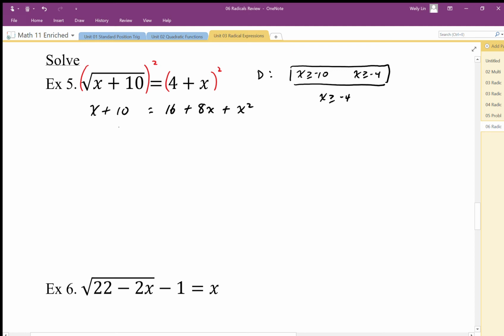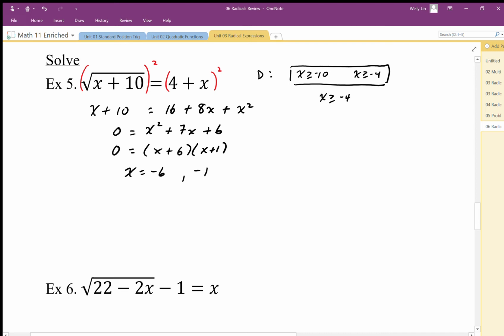It's a quadratic, so we make it equal to 0. We minus 10 from both sides. I'll write it this way, x squared. We're going to minus 1x from both sides. We're going to minus 10 from both sides. This is a factorable quadratic. We get plus 6, plus 1. So we end up with x equals -6 and x equals -1.